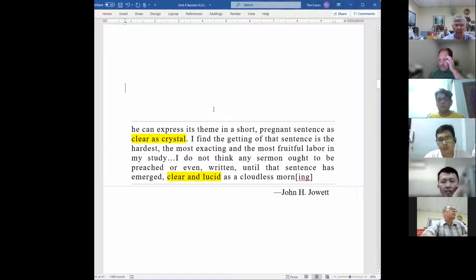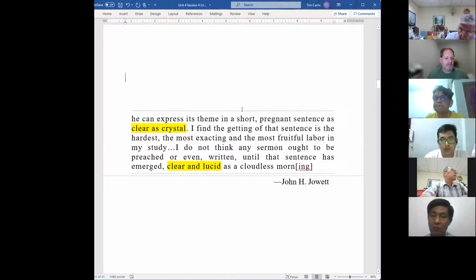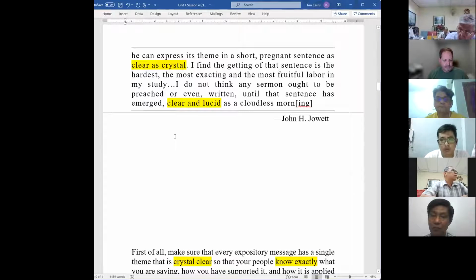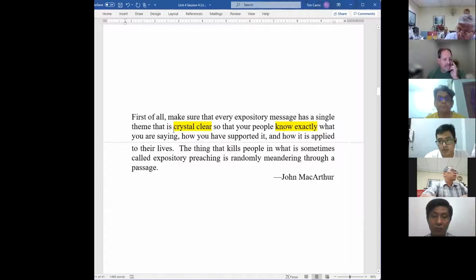All right, thank you. So yeah, he's saying we're not ready to preach or teach until we can summarize or focus the message into a short, he calls it pregnant sentence, meaning one that is full of meaning and that is clear. Pastor John MacArthur said something very similar. Tangjin, can you read this one for us?